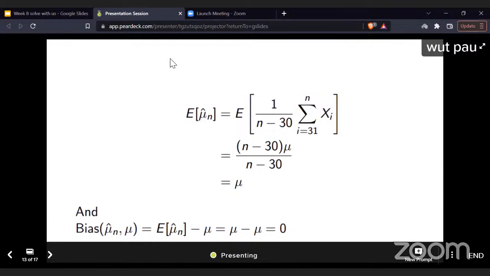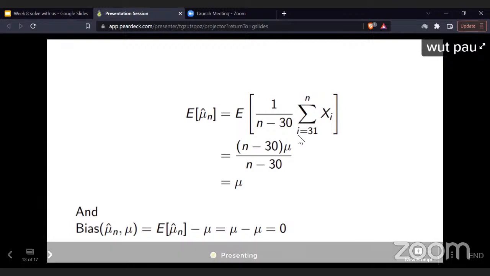Voice is not audible. Sorry, can you repeat? Why is it n minus 30? Just because it starts with i equal to 31, x31. Does it mean the other 30 terms are no longer there? Yes.